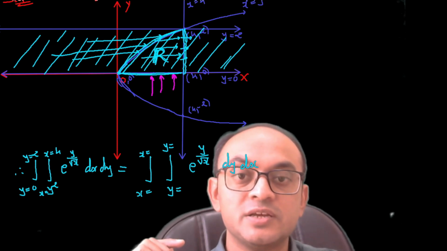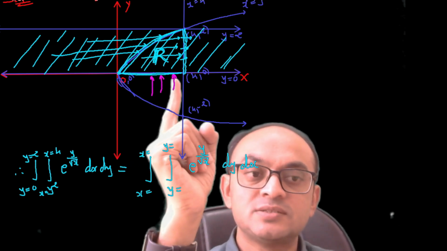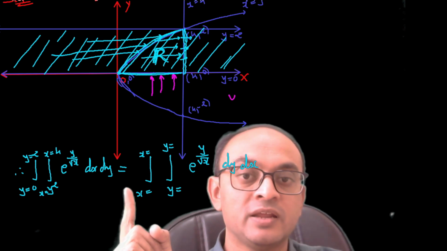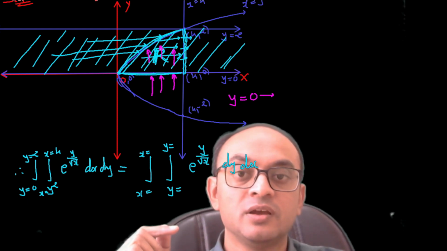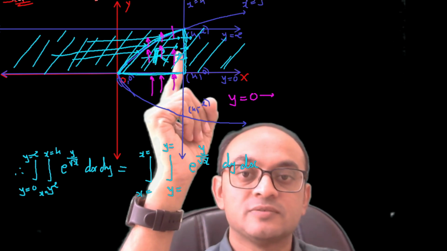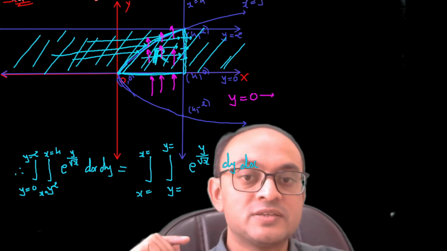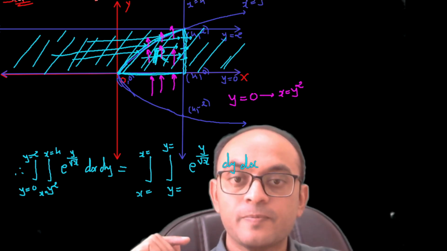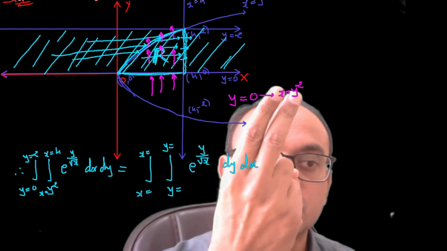We are entering in the region from this line. Which line is this? y equal to 0. So this is my entry, y equal to 0. We move inside the region in the upward direction and we exit from this curve. See, this is the exit, right? And the exit is which curve? x is equal to y square. So x equal to y square is the exit, right? So y equal to 0 to x equal to y square.